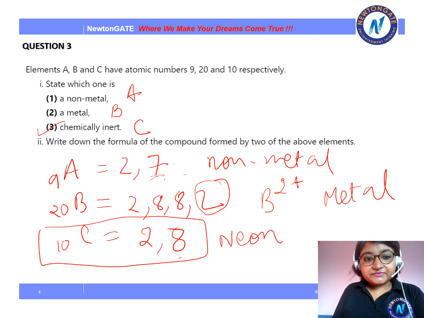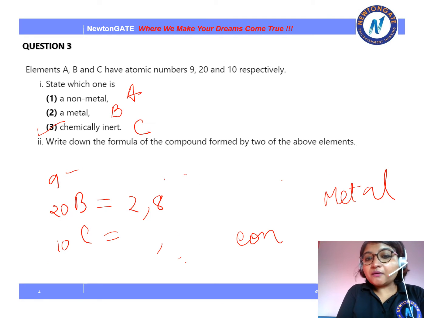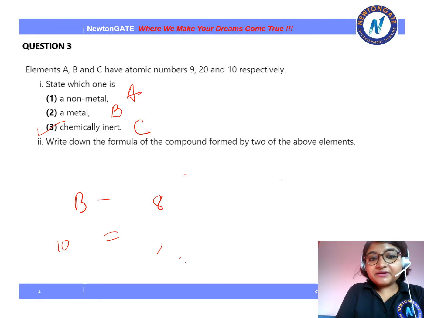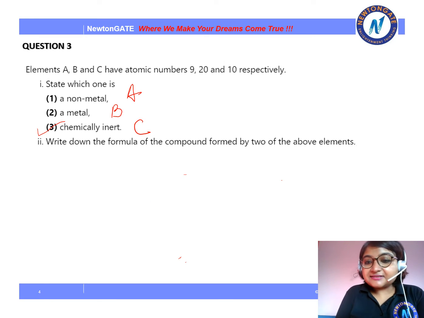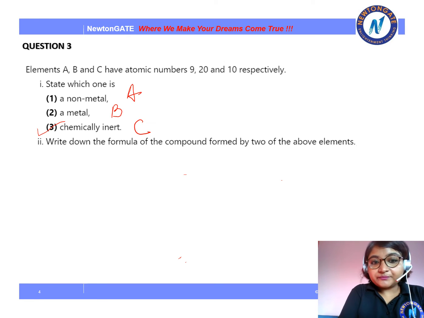Now for the second part of the question, write down the formula of the compound formed by 2 of the above elements. Obviously, element C is a noble gas. It is chemically inert, so it will not react. So the reaction will take place between A and B. B is the metal and A is the non-metal.